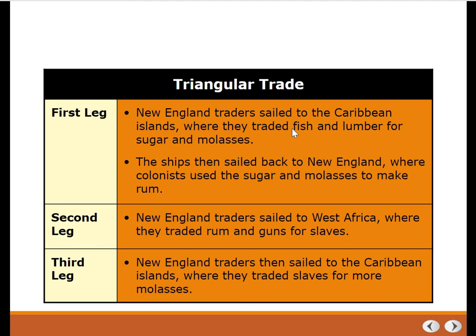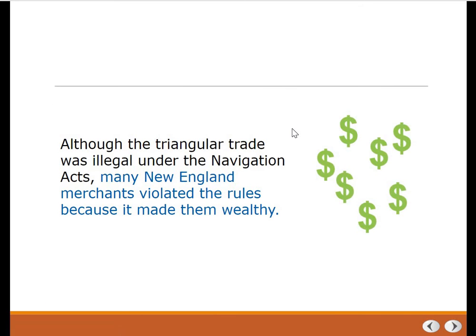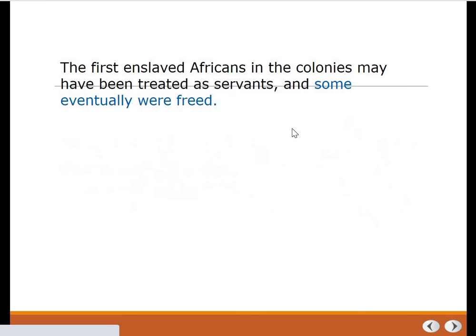And so this became a triangle of trade that we will see in our map for today. This trade was illegal at the time. However, there was no one really enforcing the rules because it made them wealthy.